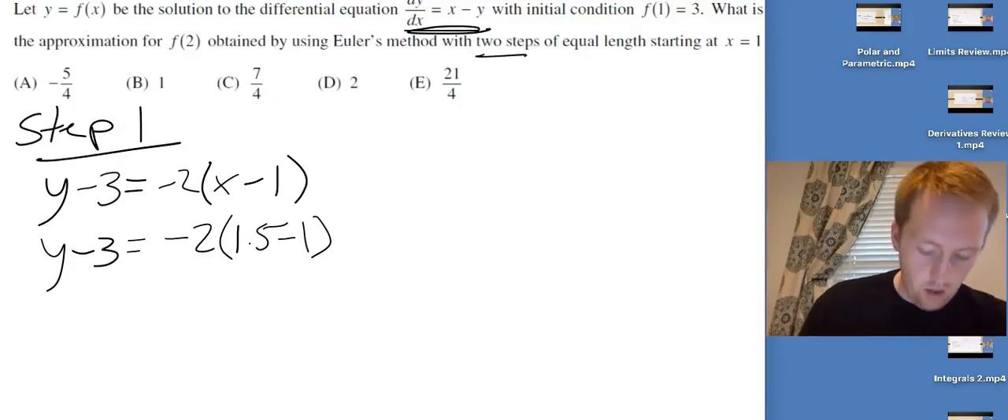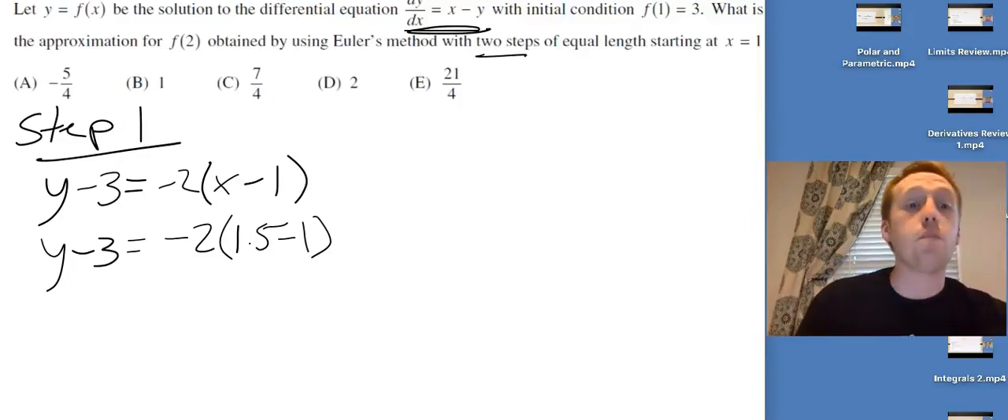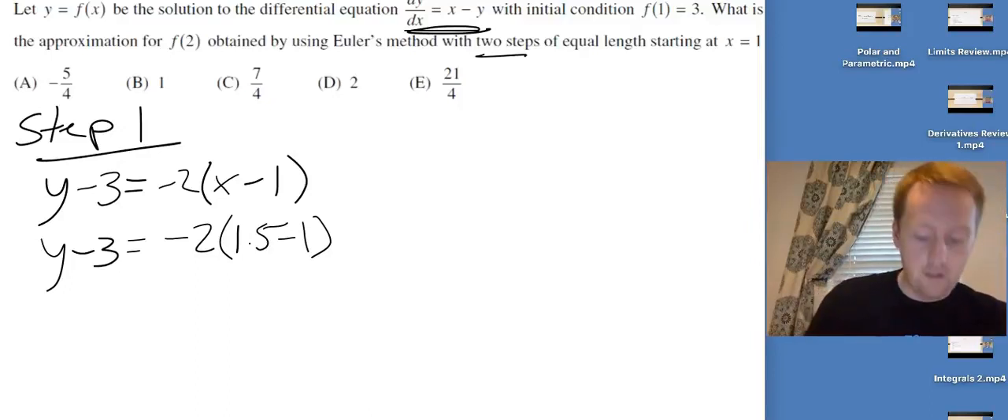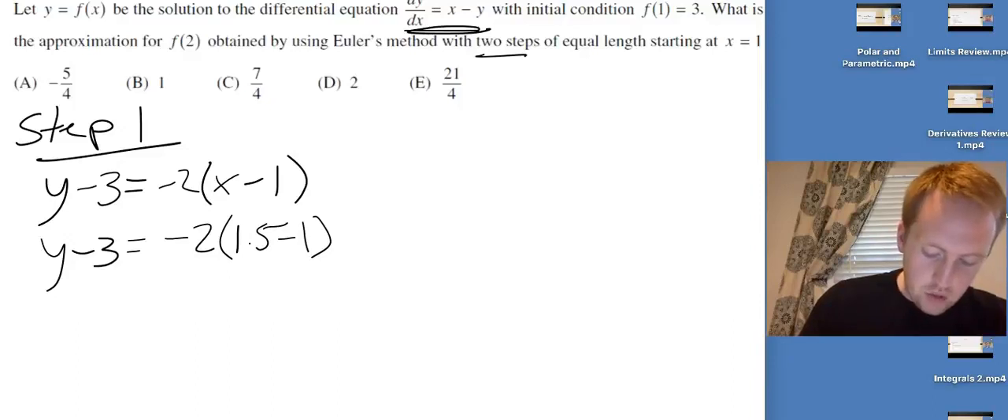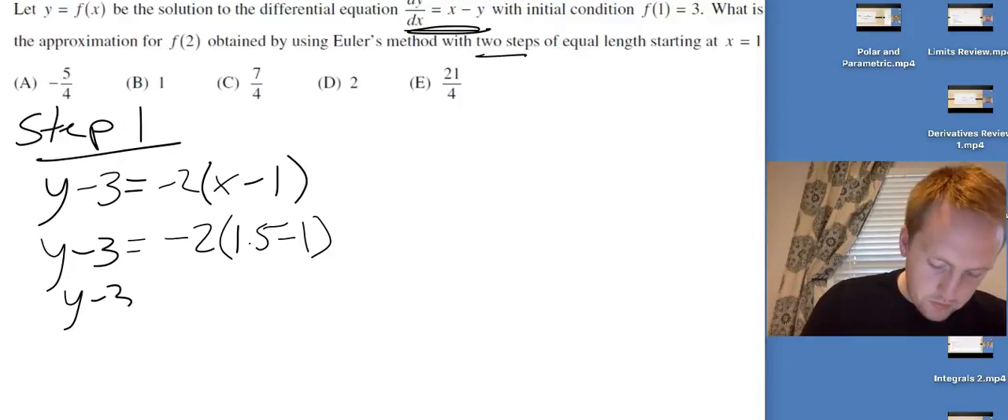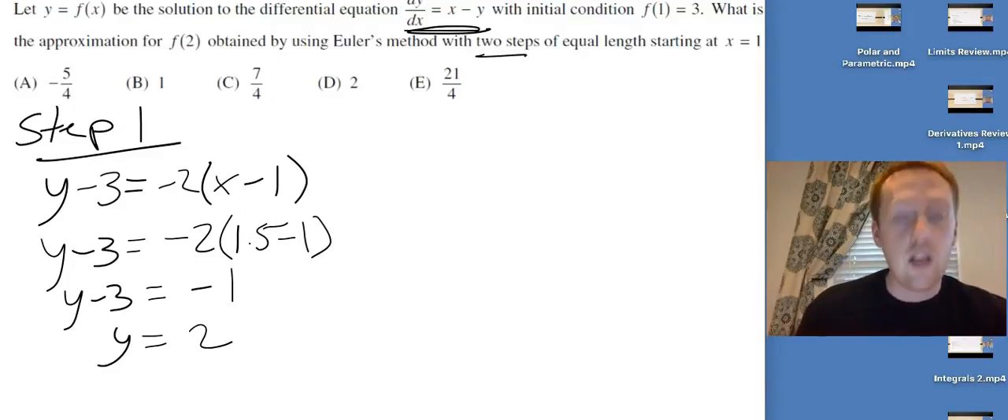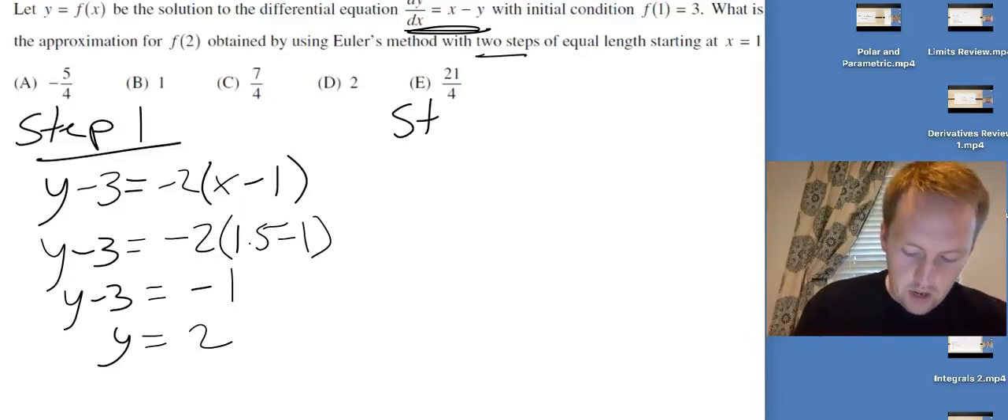I trust you. Okay. So now I just solve for y, and that gives me an approximation of f of 1.5. So negative 2 times 0.5 is going to be negative 1. So y is equal to 2. So that's the y value I'm going to use when I make my next tangent line.